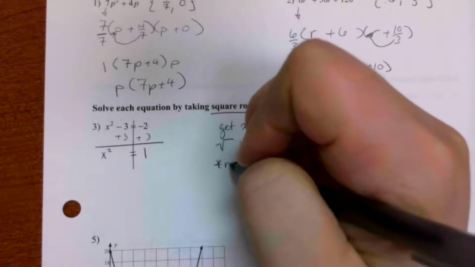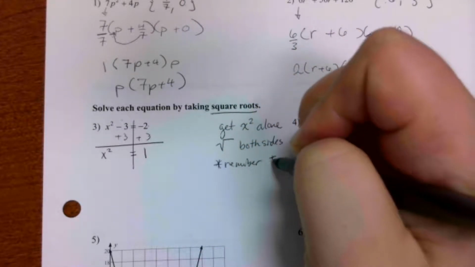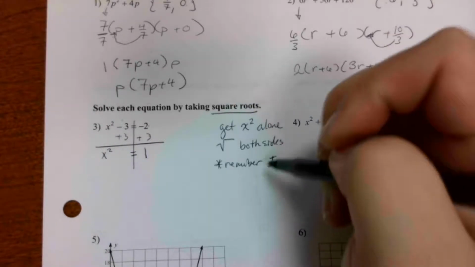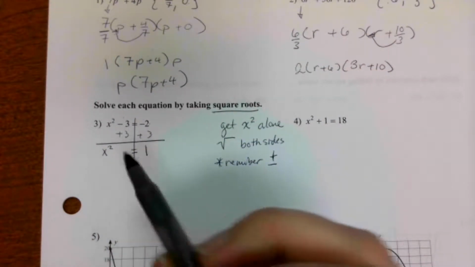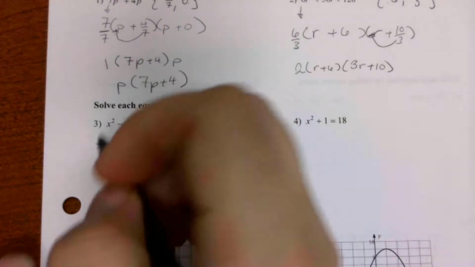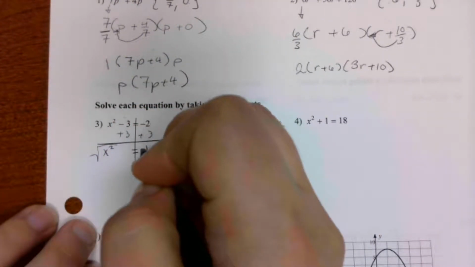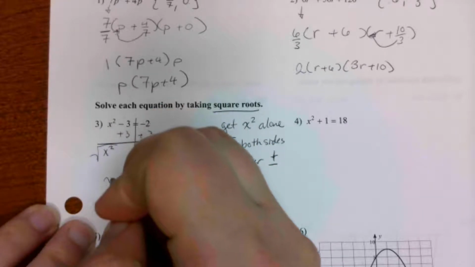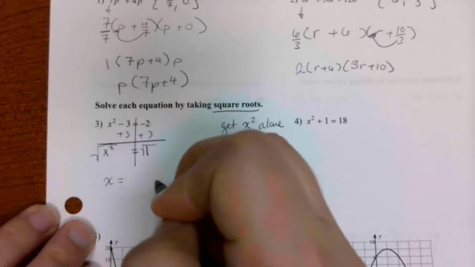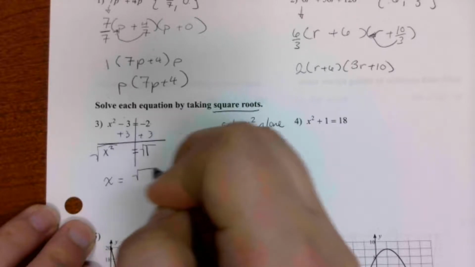And then remember plus minus. So if I have x squared equals 1, there's actually 2 numbers that would make that work. If I take the square root on both sides, the square root's going to cancel out with the squared, so that I just get x equals the square root of 1.